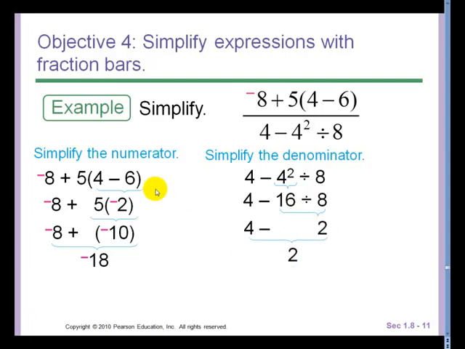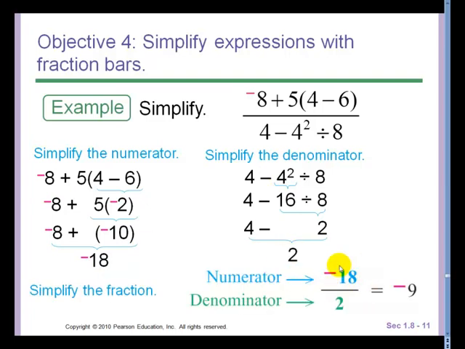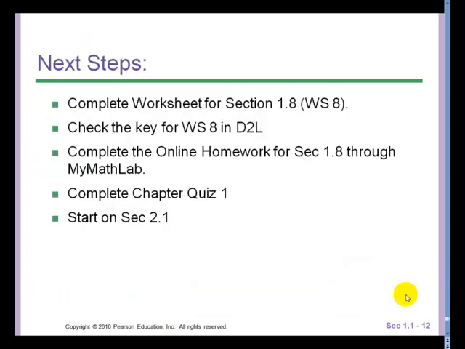Now we will put these back together. This was our top, and this was our bottom. So we get a negative 18 in the numerator, a 2 in the denominator, and then do this division. Negative 18 divided by 2 is negative 9.